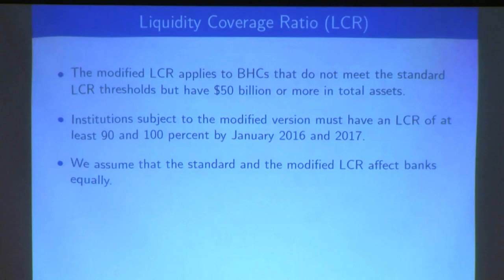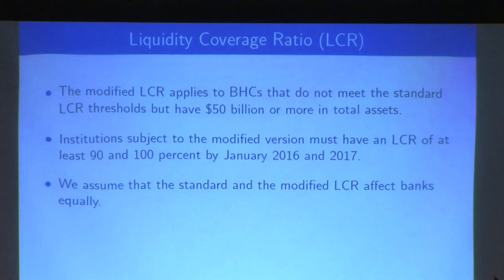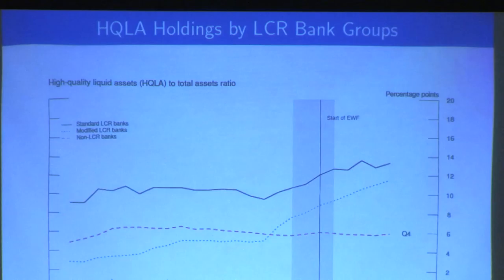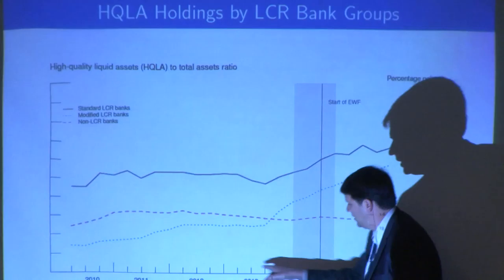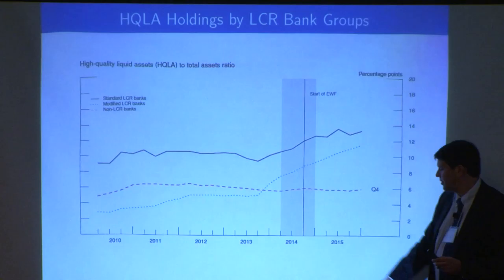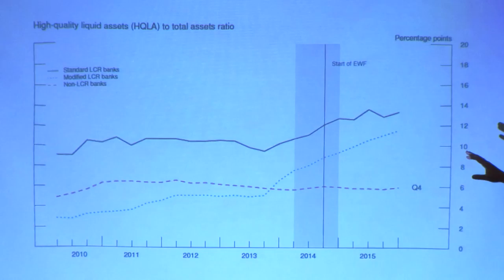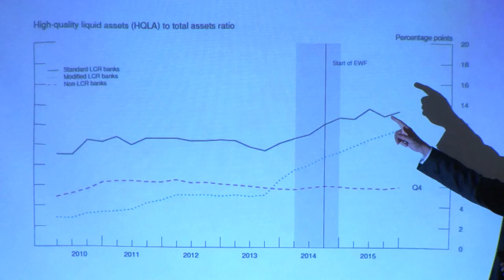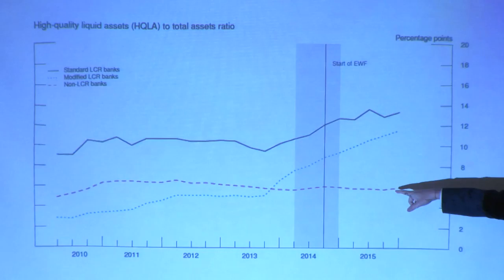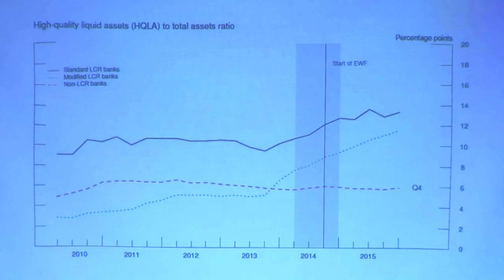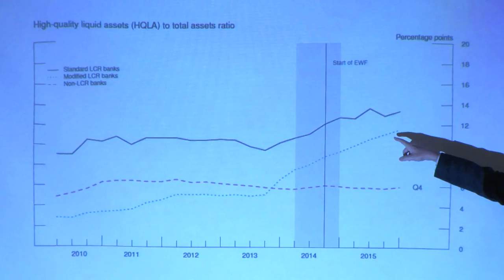And these banks had to start satisfying the LCR only in 2016. However, we will assume that standard and modified LCR banks behave similarly. And actually, this chart here supports our assumption. So here we have time. And the gray area here is the period of our sample. It's the last three quarters of 2014. And the red line is showing, sorry, the ratio of HQLA holdings to total assets of banks, and HQLA holdings is the numerator of the LCR. And you see that the banks not subject to the LCR behave in a different way compared to the banks subject to the standard, the black line, and to the modified LCR, the blue line.